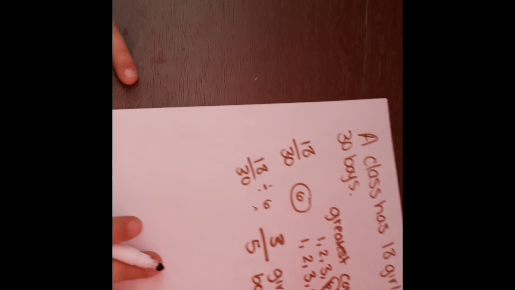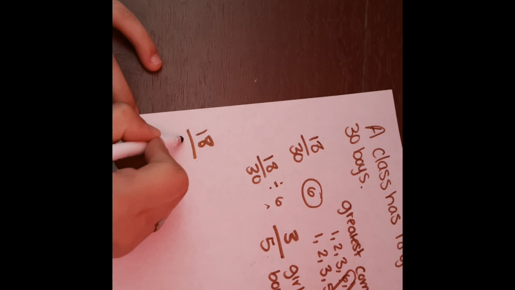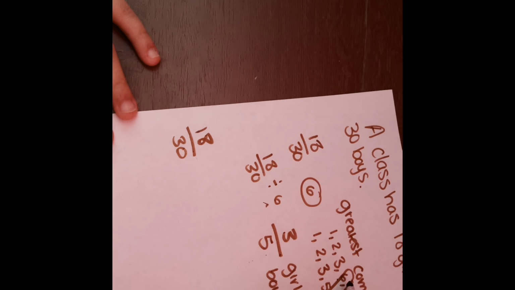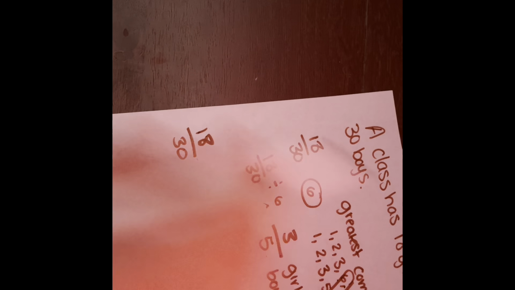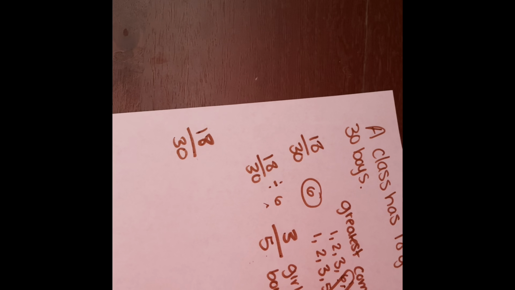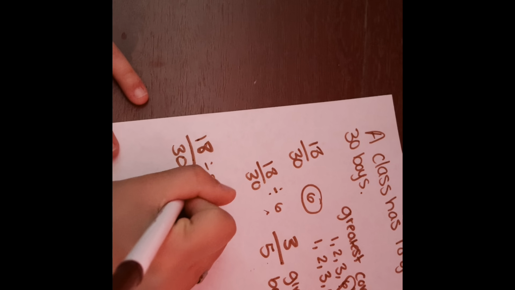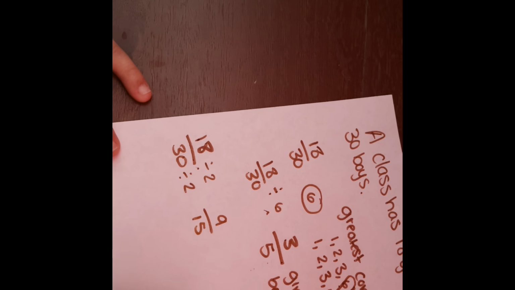A huge mistake many students make. So we'll take this ratio again, 18 over 30, and they won't take the greatest common factor. What they would do, let's say they take the number 2 instead of 6. So they divide 18 by 2 and 30 by 2. That leaves you with 9 over 15.